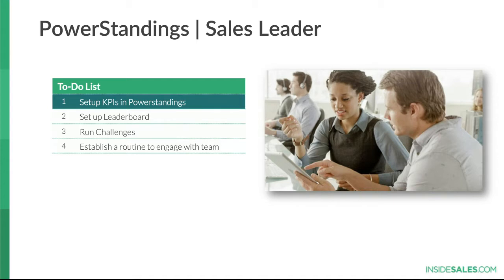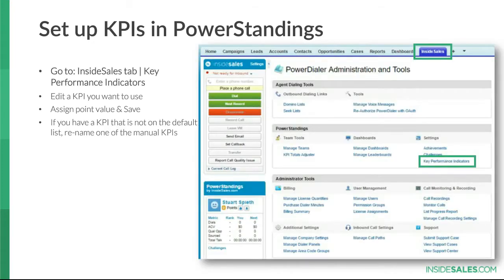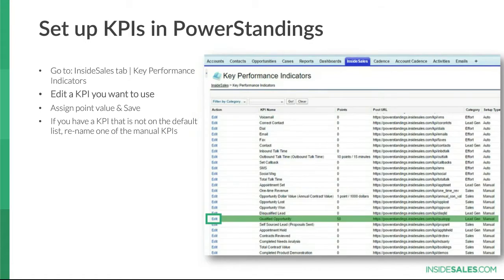Time for the sales leader. So the sales leader, based on that program we showed you before, if I'm a sales leader, I've got Salesforce leads, self-sourced leads, dials, talk time, and opportunities created. I've got to get this stuff into Powerstandings, right? So here's how I'm going to do it. I'm going to go in Salesforce, click on the Inside Sales tab, and then click on Key Performance Indicators. That's going to bring me to a page that looks like this. All right. So the Inside Sales tool gives me a set of KPIs that can be used.